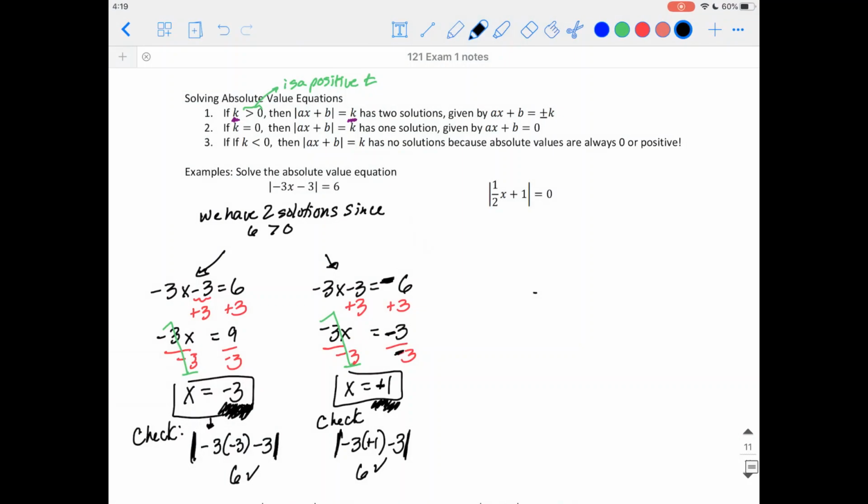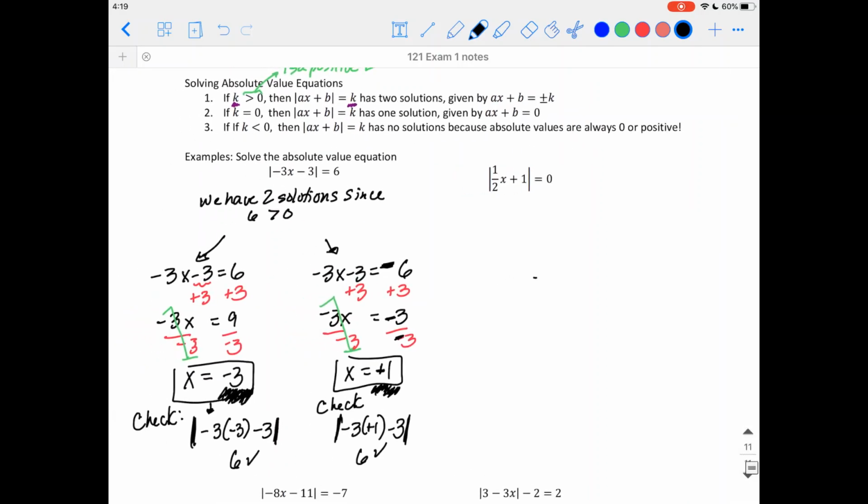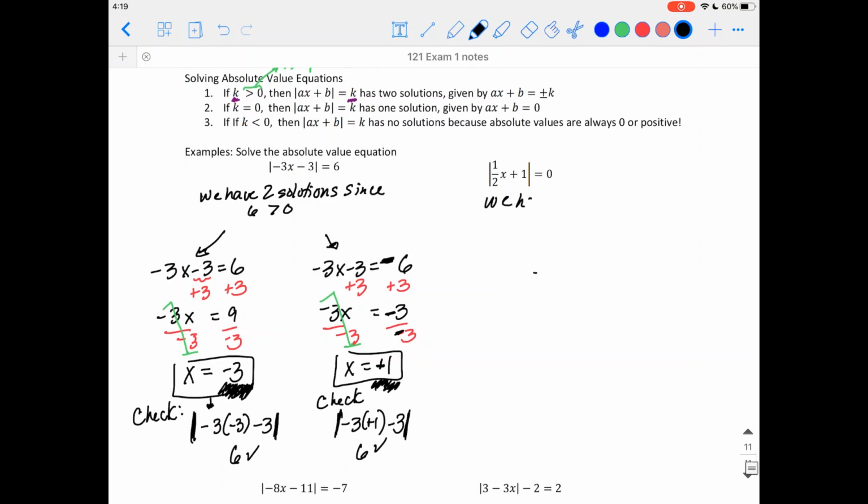All right, so the rest of these, you can check them with your graphing calculator. I'm going to do them algebraically. So I have the absolute value of 1/2 x plus 1 is equal to 0. On this one, we have one solution, since 0 is our k. Our k is equal to 0. So we just take whatever's inside the absolute value symbol and set it equal to the right-hand side of the equation. And then just algebraically solve.